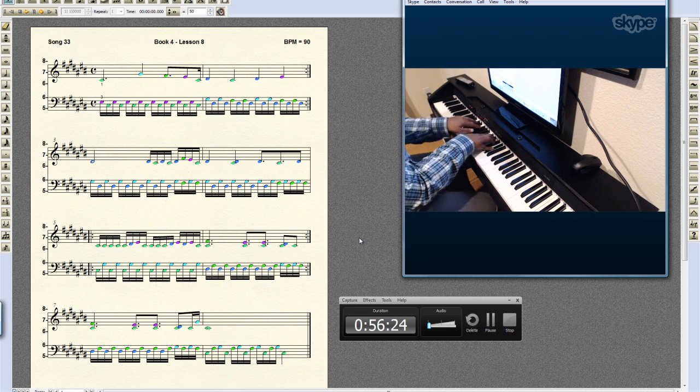What are those notes again? Wait. Right hand is what? It's there. Okay. Here. Okay. So it goes 1, 2, 3. Oh. 3. 3 and. Yep. 3. 1, 2.